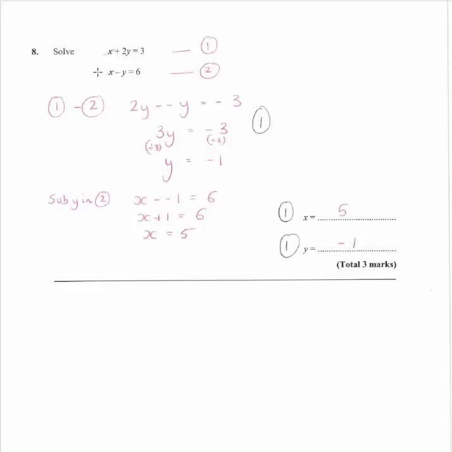We can put this into one of these equations, it doesn't matter which one, and work out what x is. So x minus y is 6, and y is minus 1. So x minus 1 is 6, and so x must be 5.